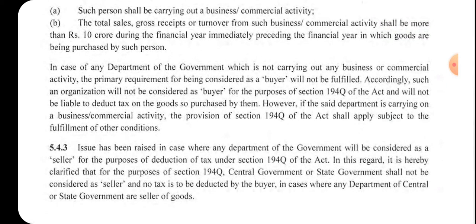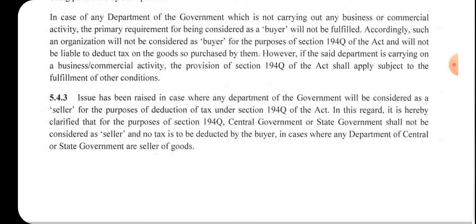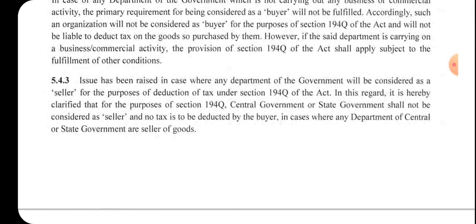In case of any department of the government which is not carrying out any business or commercial activity, the primary requirement of being considered as a buyer will not be fulfilled. Accordingly, such an organization will not be considered as buyer for the purpose of Section 194Q of the Act and will not be liable to deduct tax on the goods so purchased by them. However, if the said department is carrying on the business or commercial activity, the provision of Section 194Q of the Act shall apply subject to the fulfillment of the other conditions.